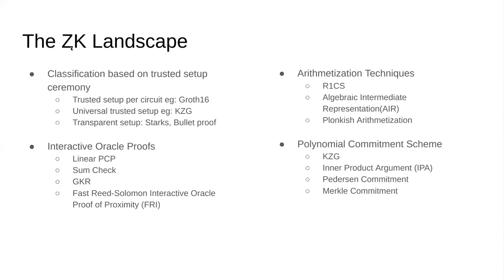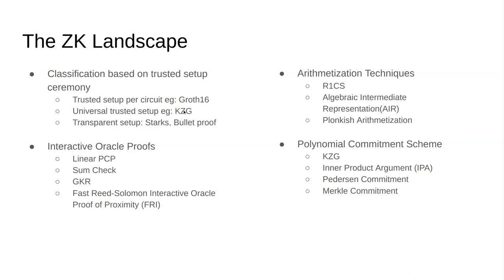Okay, so yeah, we have the ZK landscape. It's classified based on trusted setup ceremony. So we have some protocols that are based on trusted setup ceremony. Basically, trusted setup is a ceremony that tries to summarize the circuit, or the program, to prevent the prover and the verifier from doing a lot of work when they're generating the proof or verifying the proof. So we have the trusted setup per circuit, which requires a trusted setup to be conducted for every program. So once you make any alterations to your program, you need to run a trusted setup for it again to be able to use Groth16.